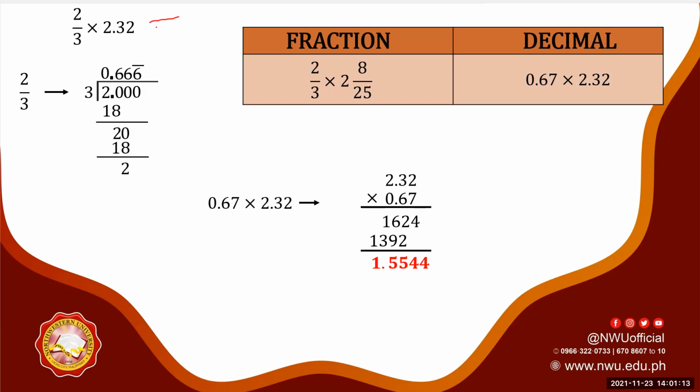Therefore, if you multiply 2/3 and 2.32, you will get 1.5544. Or you can just change that into 2 decimal places. Pwede naman kayong round off until 2 decimal places so that you will give me 1.55. Okay?